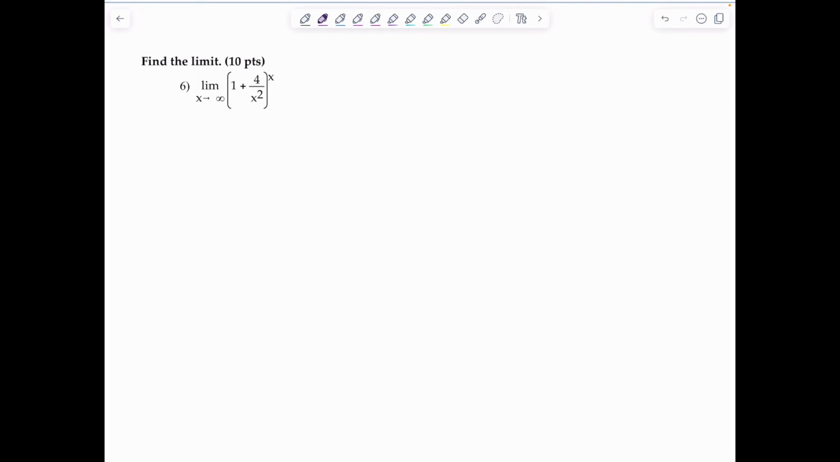So let's see, where's this guy going? 4 over x squared as x goes to infinity goes to 0. So the base is approaching 1 plus 0, it's approaching 1. And the exponent is approaching infinity. That's an indeterminate form. So how do we get it to where we have 0 over 0 or infinity over infinity so we can use L'Hopital's rule?